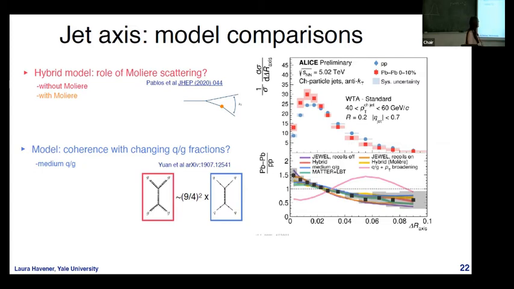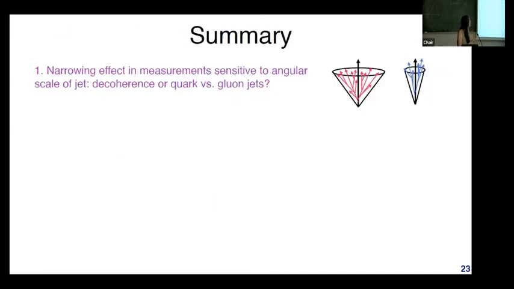You can see that it describes the data and produces this narrowing effect, like we saw in the RG. So in summary, in a lot of these measurements sensitive to the hard structure, we see a narrowing effect in the measurements that are sensitive to the angular structure of the jet. And so we kind of asked the question of whether this could be sensitive to decoherence. It could also be sensitive to color Coulomb effects.